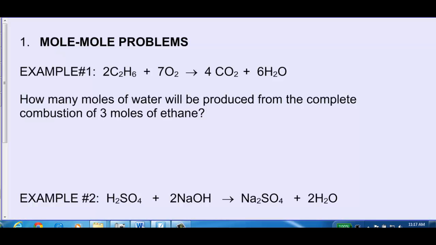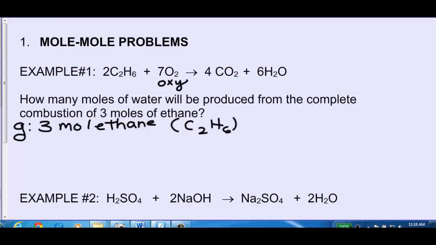Let's take a look at one. So example number 1, these are called mole-mole problems, and you'll see why in a minute. It gives you a reaction, which means it's stoichiometry because we need the reaction to solve it. How many moles of water will be produced from the complete combustion of 3 moles of ethane? So we are given 3 moles of ethane, which, by the way, has the formula C2H6. You probably could have figured that out because you know this thing's called oxygen and this thing's called carbon dioxide.